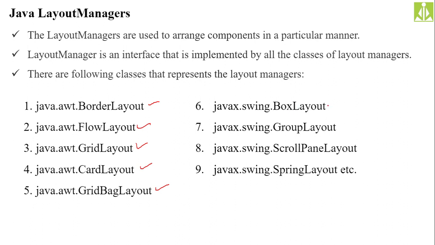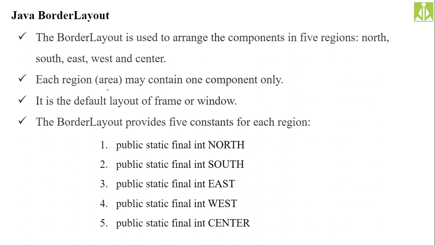Okay, box layout, group layout, scroll pane layout, and spring layout. How these layout managers are helpful in arranging the components, we will see one by one. So the first one is border layout, and it is also used to arrange the components in 5 regions, that is north, south, east, west, and in the center of the frame.